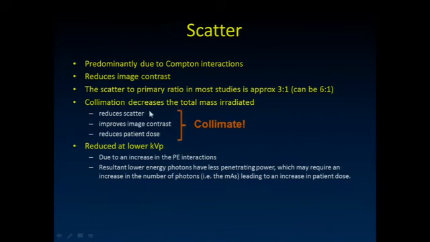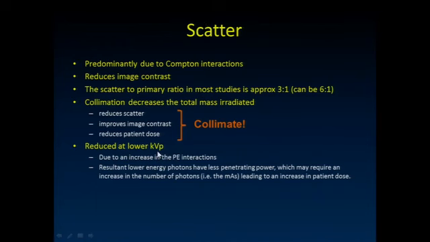It reduces scatter because it reduces the volume of irradiated tissue. And if you irradiate less tissue, then those X-rays can't end up scattering back into your area of interest. It improves our image contrast, and it also ends up reducing the patient dose. So we always want to make sure we collimate, okay?